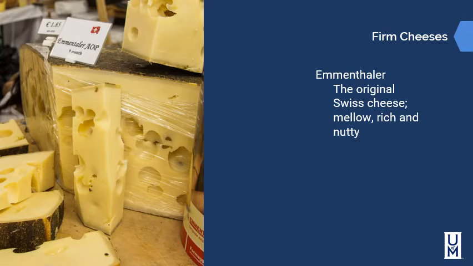Emmentaler is also considered the first Swiss. This is very mellow in flavor. It's got a rich, nutty flavor to it, and it's got the large holes, which is a byproduct of the gas bubbles that it gives off. When the gas gets trapped in there while the cheese is forming, these big holes will form.